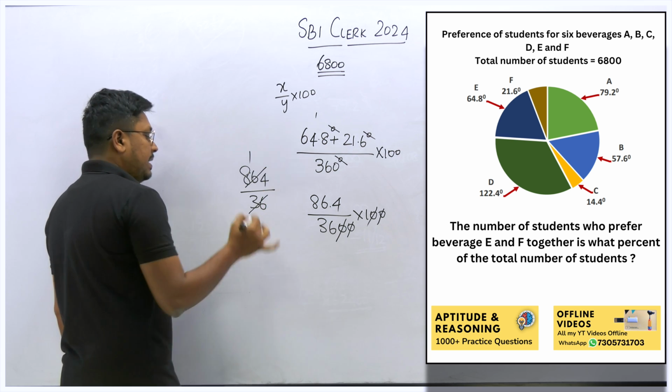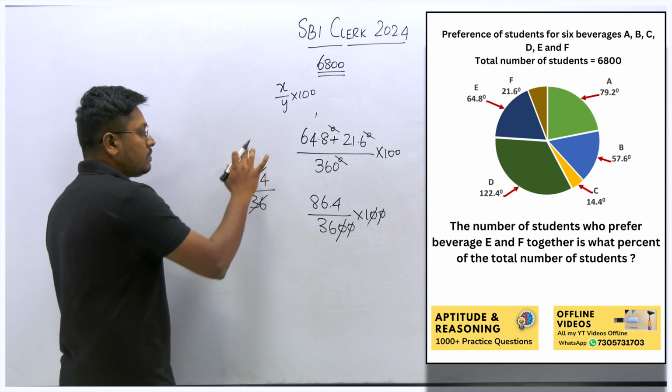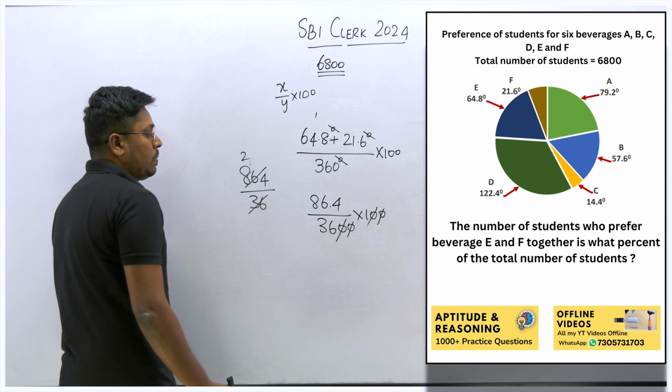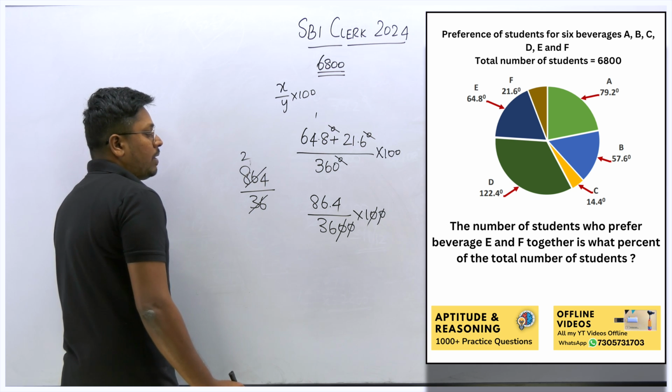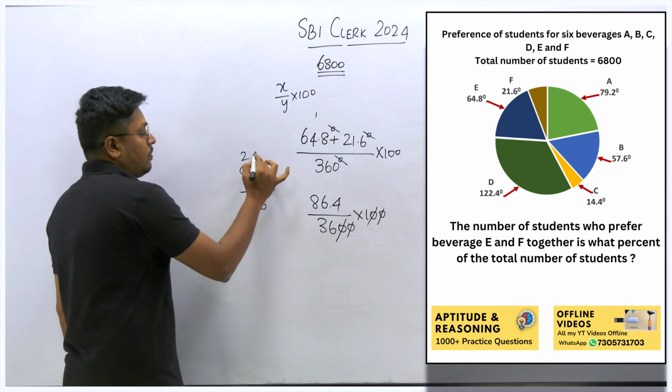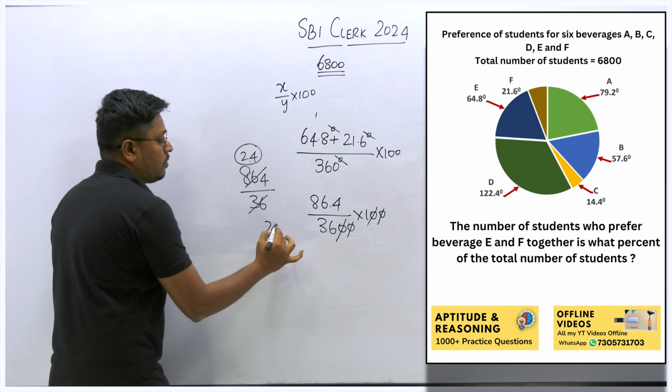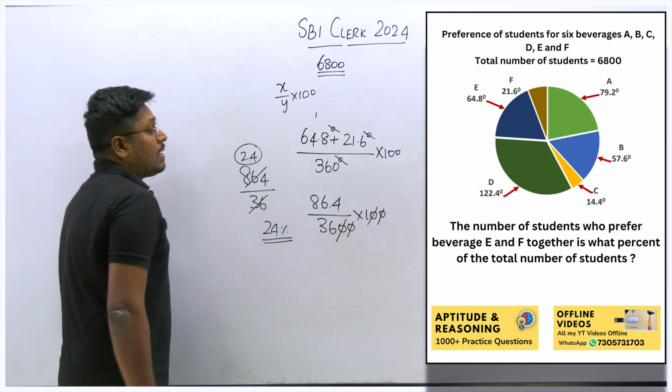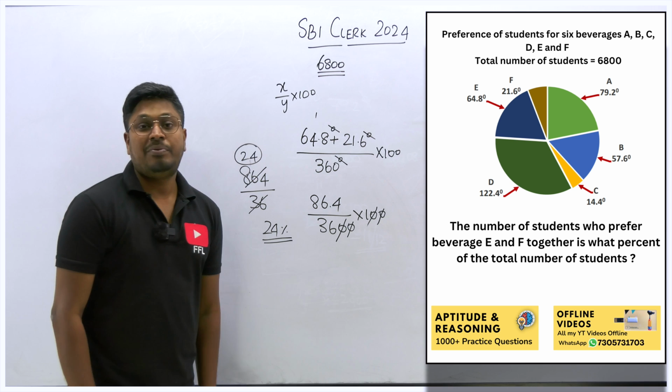So this will be 1 times 36. No, 36 to 72. So remaining will be 14, 1, 44. So 24 times. So the answer will be 24%. So the answer for this fourth question will be 24%.